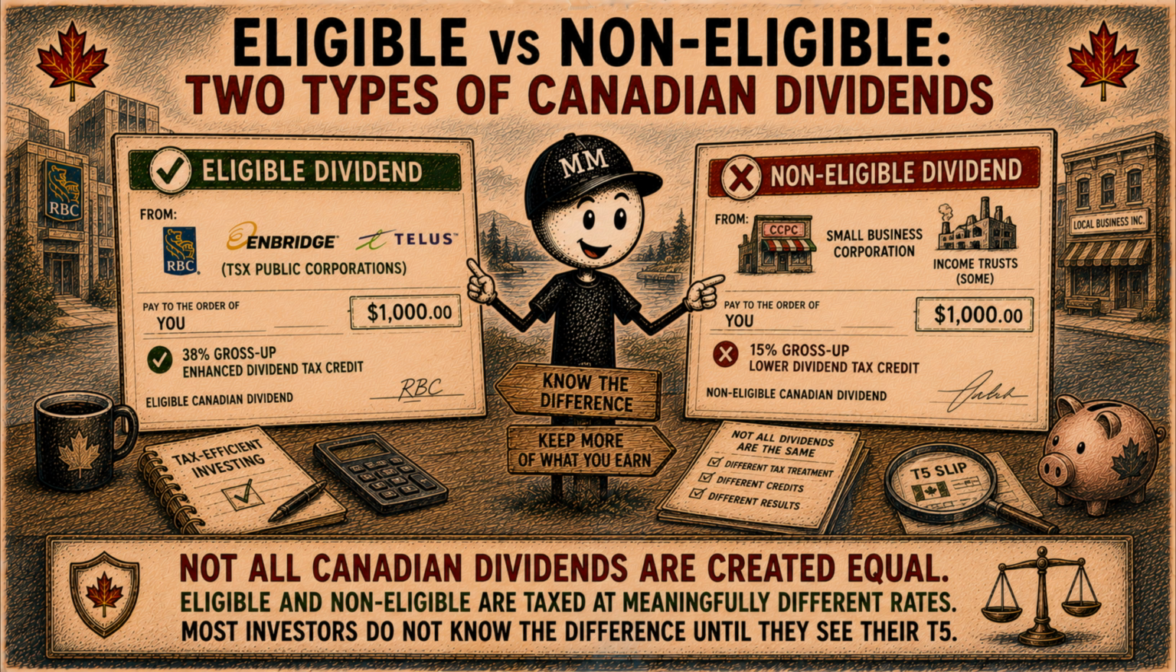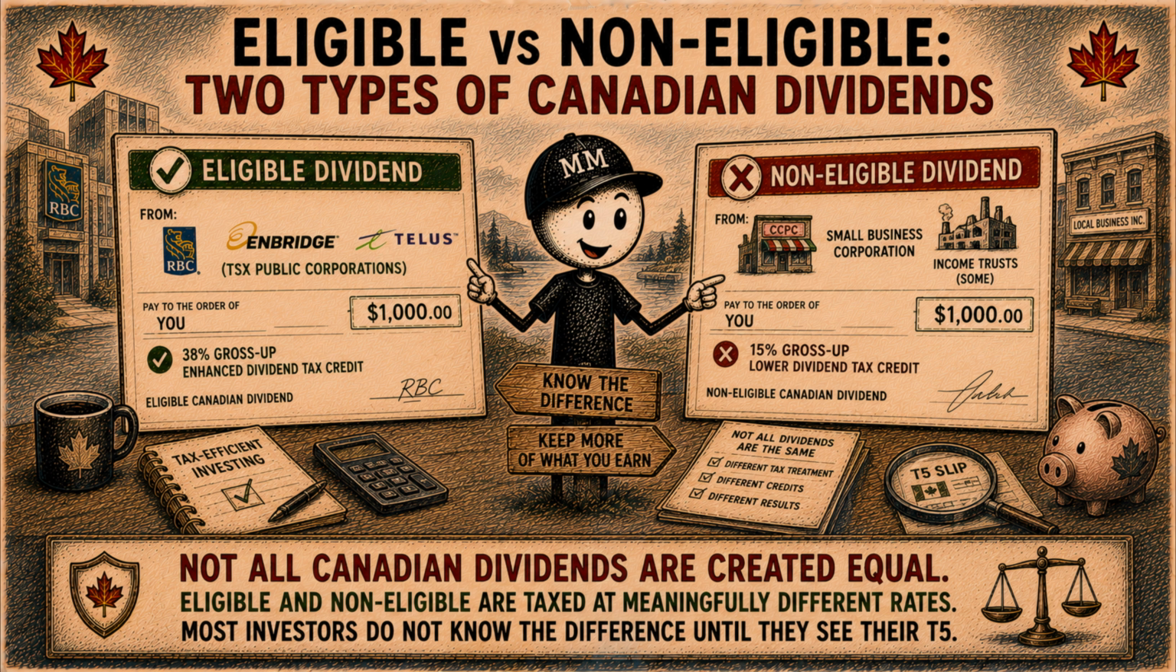Here is one of the most common sources of confusion in Canadian dividend investing, and it catches a lot of investors off guard when they see their T5. Not all Canadian dividends are eligible dividends. There are two types of Canadian dividends, eligible and non-eligible, and they are taxed at meaningfully different rates.